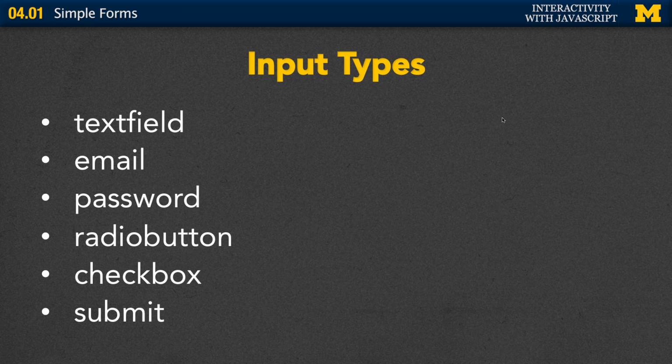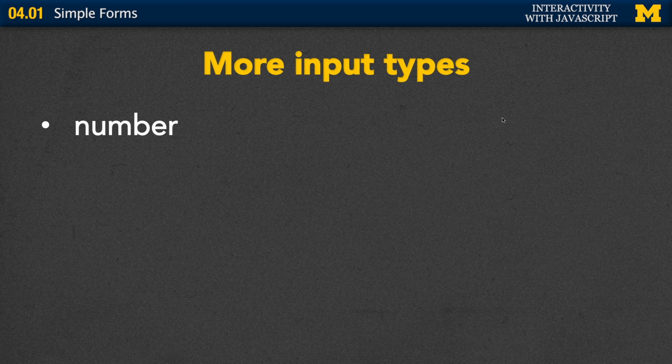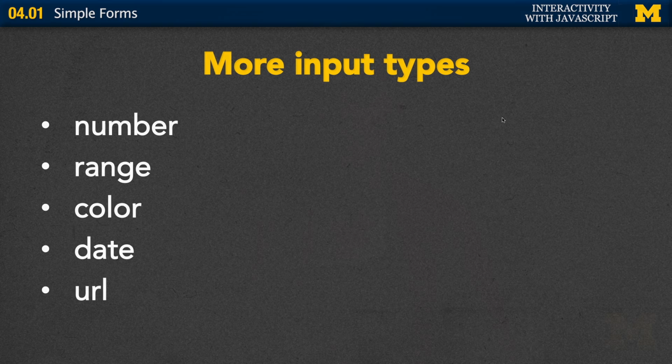A few additional input types are number, range, color, date, and URL. Each one of these is very restrictive in what it lets the user type in. If something is a number, the form isn't going to submit if you put in some letters. Same thing for date, and for URL, it's expecting to see http://. If the user doesn't input that, the browser is going to say, nope, you just can't do it.